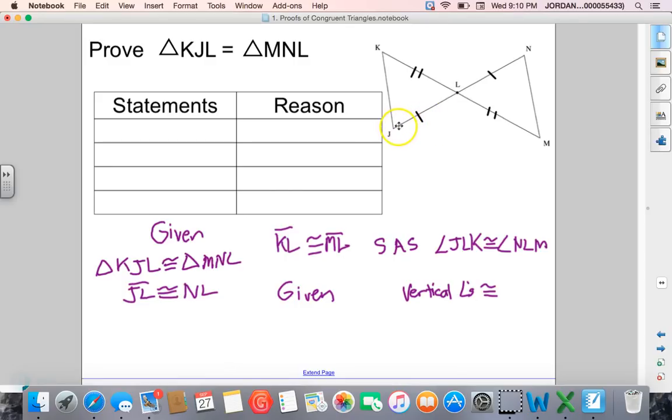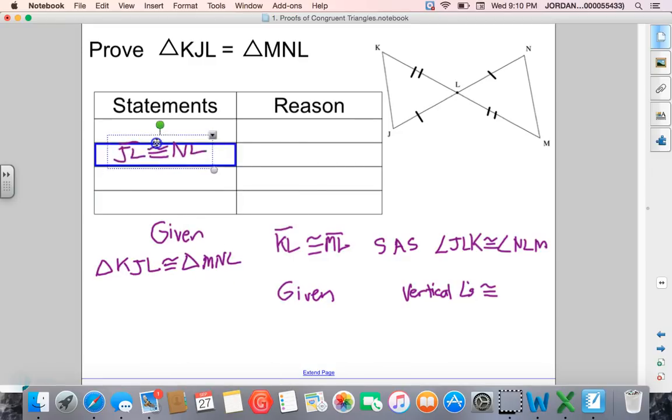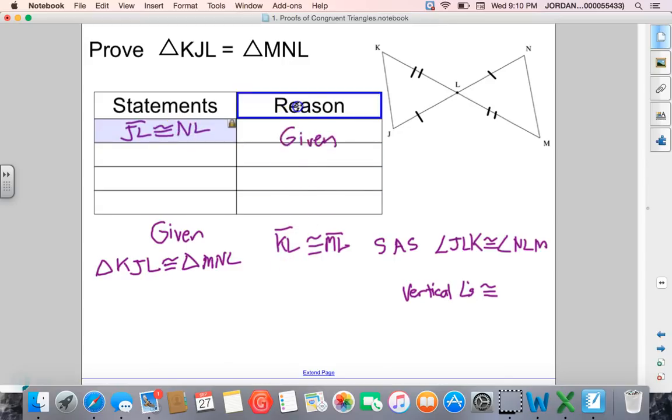Well, I can see the side JL is congruent to the side NL. That's something I'm given. JL is congruent to NL. I might need to group this real quick so that it'll all come together. So maybe you can learn a little computer skills here. We're going to say JL is congruent to NL. What's the reason we know that? Well, it's because it was given to us. We were given that right off the bat.